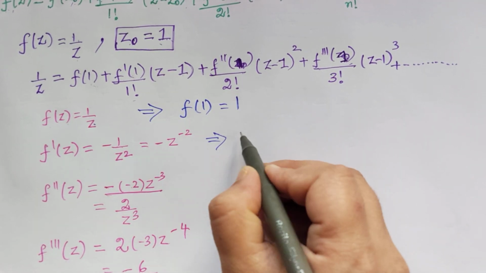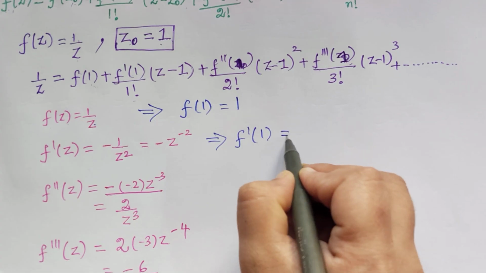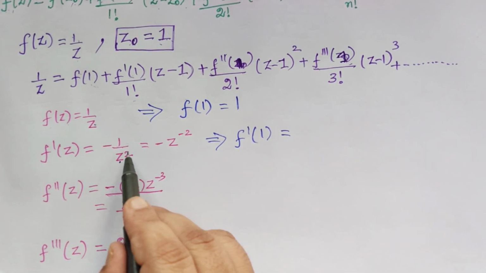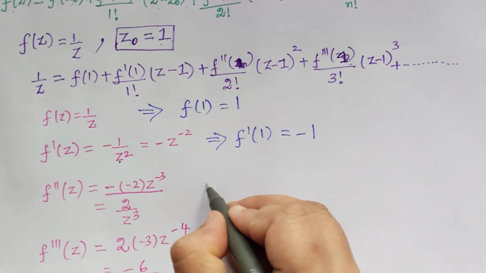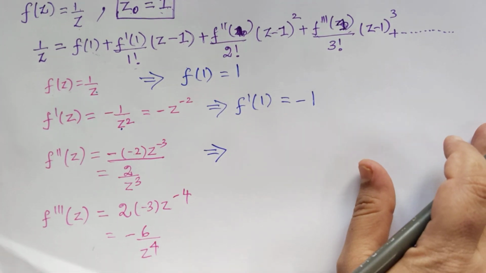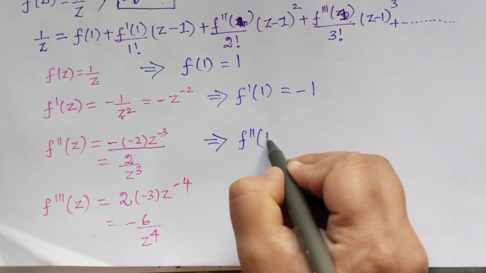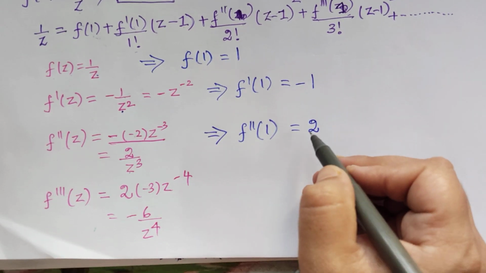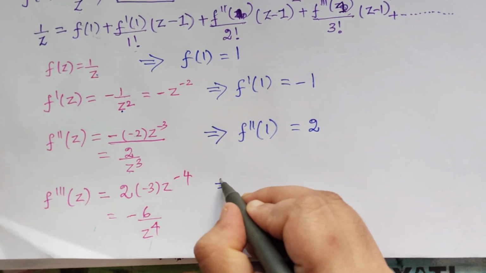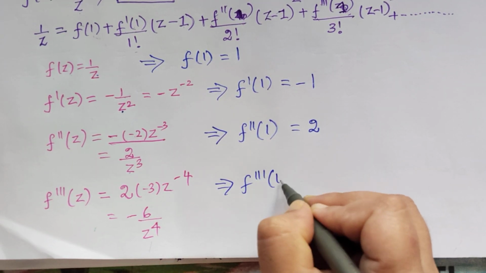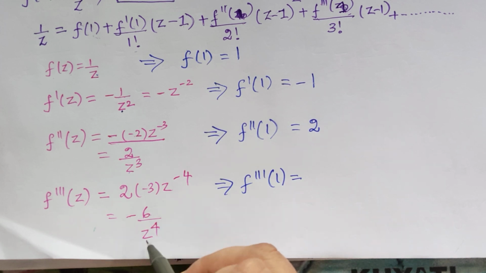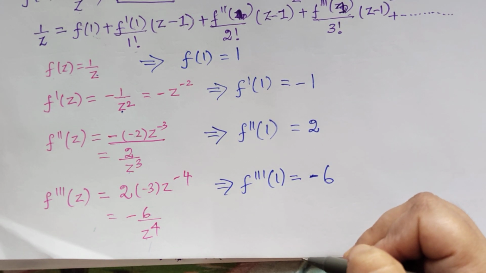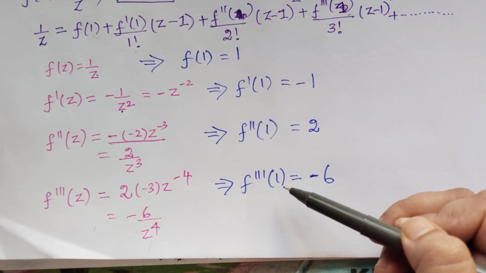And from this, what will be f dash of 1? In this we have to put z as 1. So 1 square is 1 only, so it will be minus 1. And from this we have to find f double dash of 1. So this is 2 by 1 cube, so that will be equal to 2. And f triple dash of 1 will be equal to minus 6, because 1 power 4 is 1 only. It keeps on going like that, but we have stopped with 4 terms.